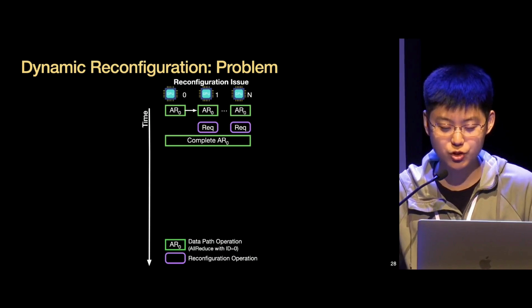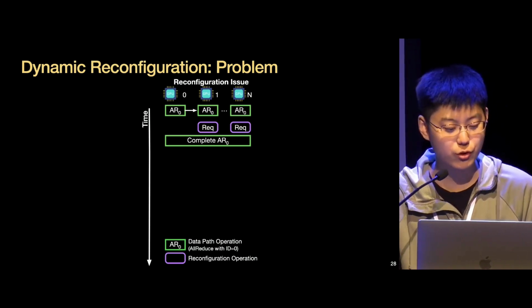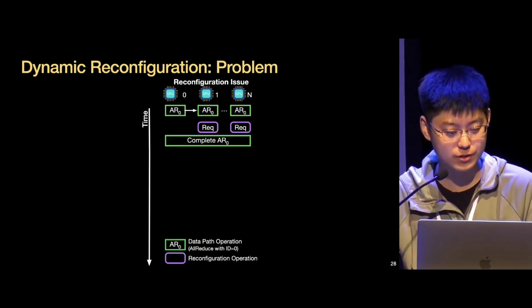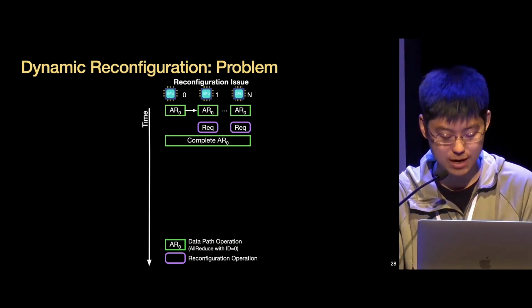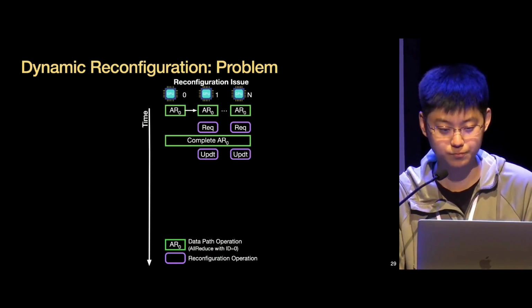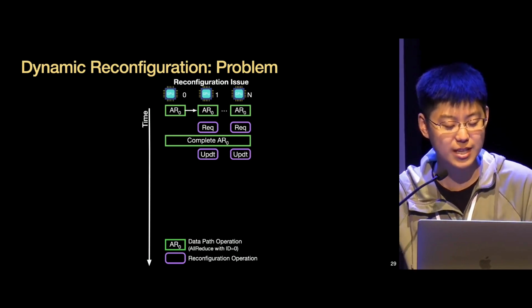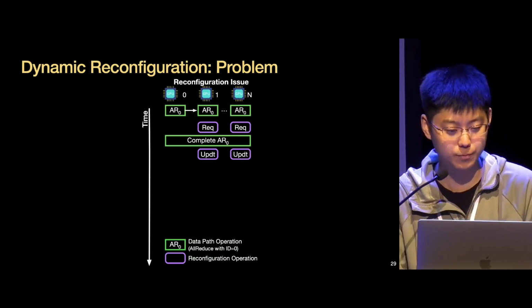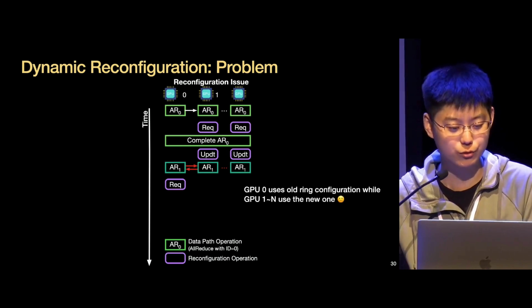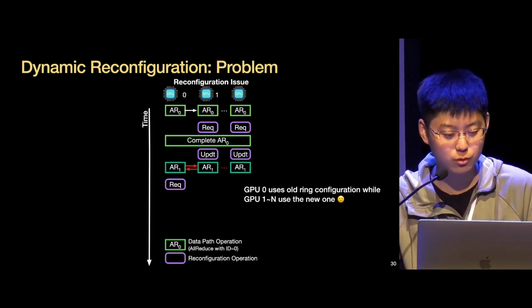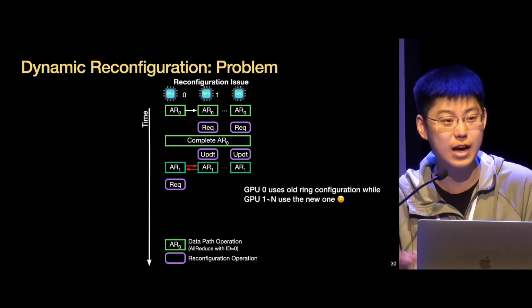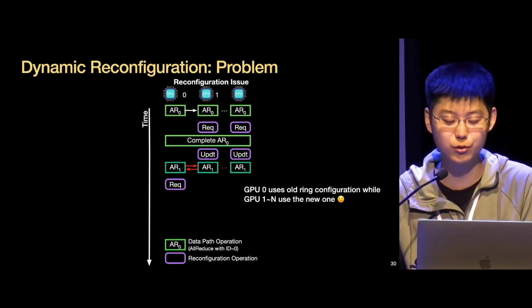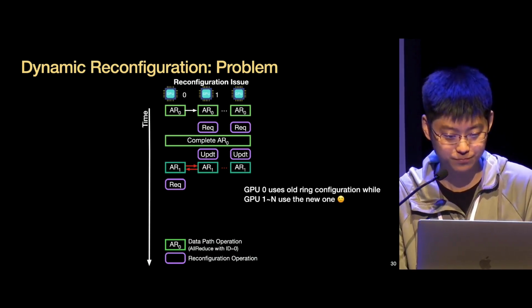We want to change the order of the ring allreduce. So there's a reconfiguration request. Say every worker has received that request except GPU 0. And all workers except GPU 0 update to the new ring. Then there's an allreduce. So GPU 0 will just use a different ring from all other workers. So the allreduce may just hang forever.